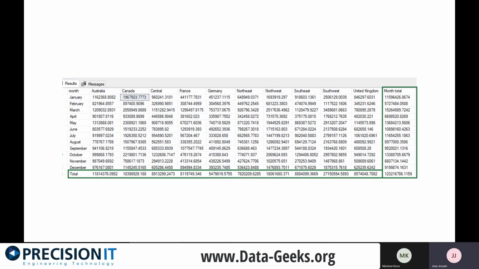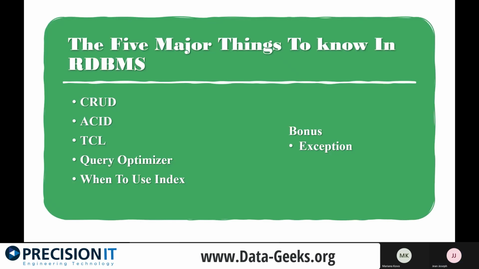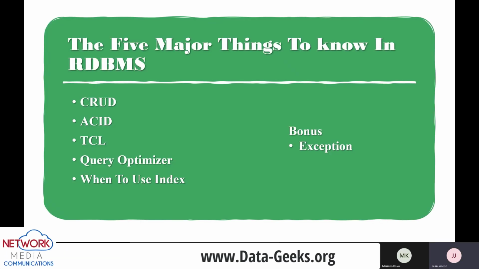Okay, so the things that I want you to understand. I'm completely done with the demo. The 5 major things you need to know in RDBMS is CRUD. You have to know CRUD. You have to master it. You have to understand how it works. You have to play with it and remember the functions and transformation functions. You have to master this as a data scientist.